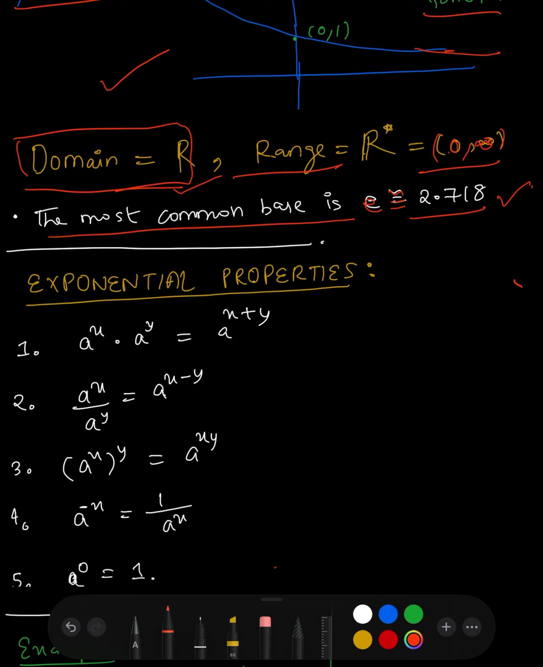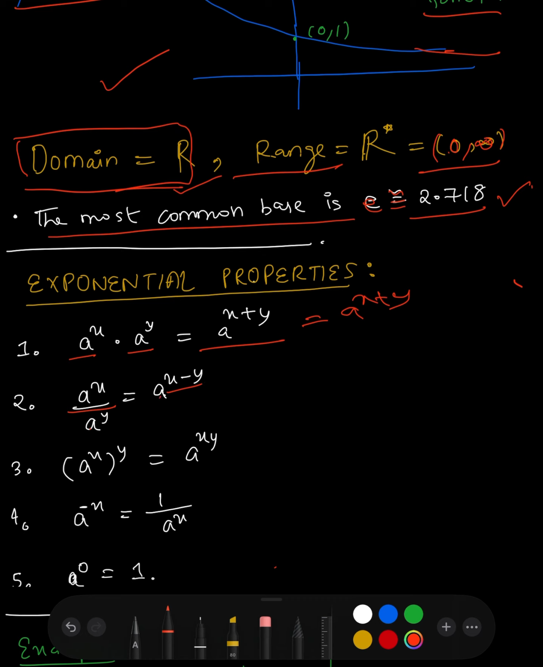There are five properties. These are some of the most important properties you should all know. The first property is, if the bases are the same and the powers are different and they are multiplied, so a to the power x times a to the power y, the powers are added, which equals a to the power x plus y. Similarly, if the bases are the same and the powers are divided, the powers are subtracted: a to the power x minus y.